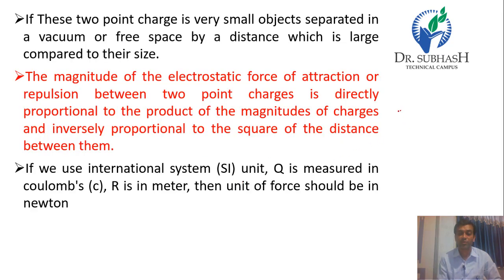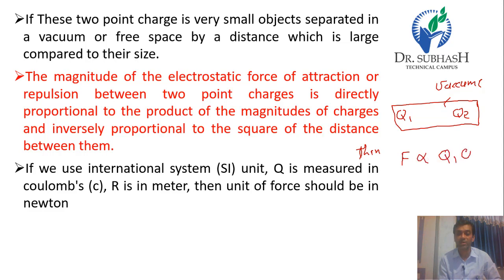Suppose we have the charge Q1 and the other charge is Q2, both located in a vacuum. Then as per Coulomb's law, the force between the two charges is directly proportional to the product of their charges and inversely proportional to the square of the distance between them. So we can say that F is directly proportional to the product of the charges and inversely proportional to the square of the distance between them.